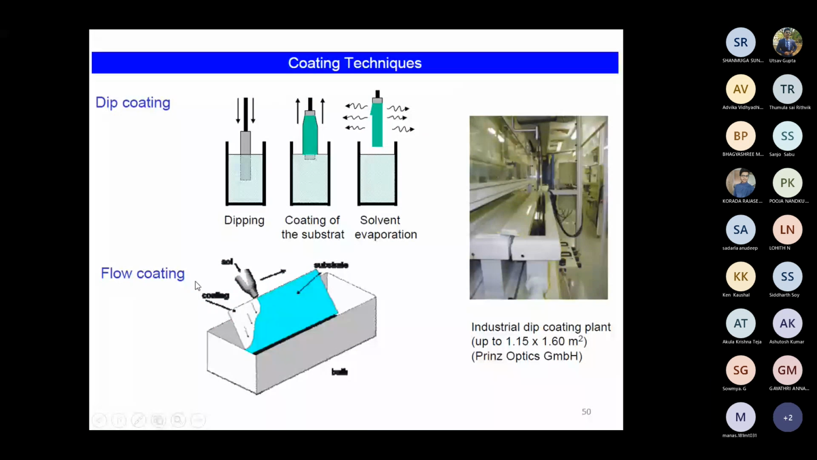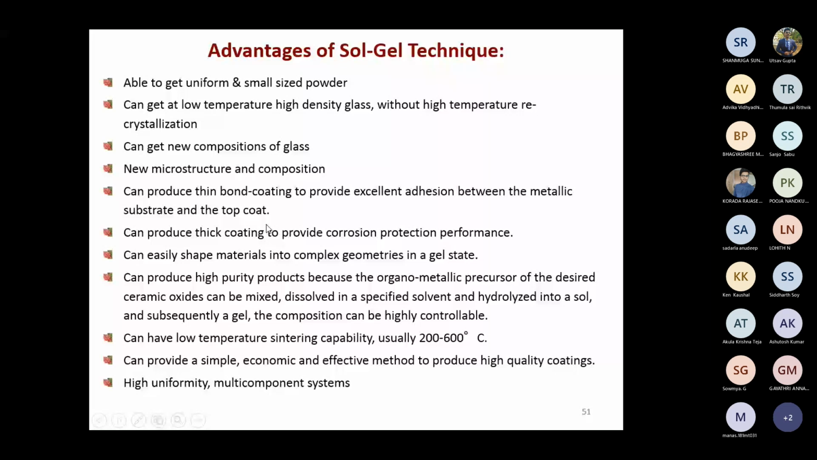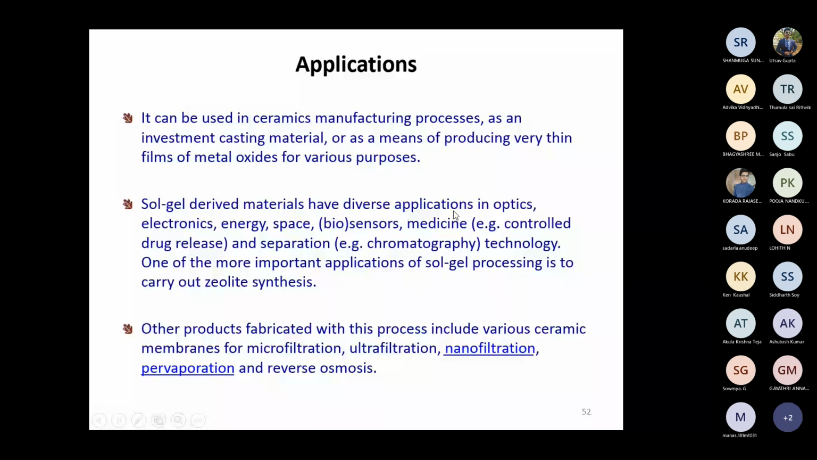These are the advantages of sol gel. Sol gel has plenty of advantages, like being able to get uniform and small size powder, and lower temperature requirement, and so on. Please go through all these things. And these are some applications: it can be used in ceramic manufacturing as well as in investment casting, and for producing very thin films of metal oxide for various purposes. Sol gel materials have diverse applications: optics, electronics, energy, space, biosensors, medicine, separation, etc.